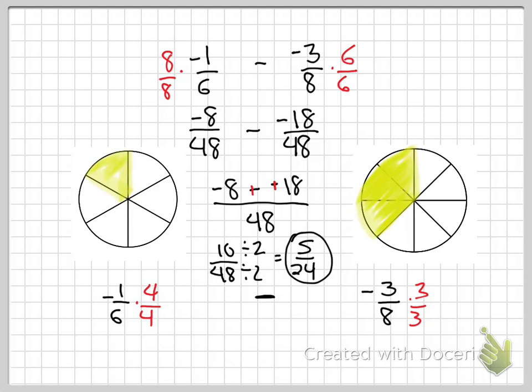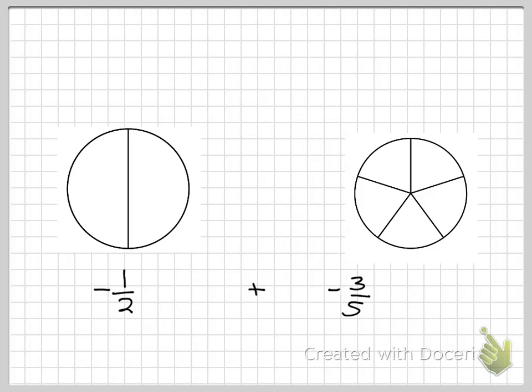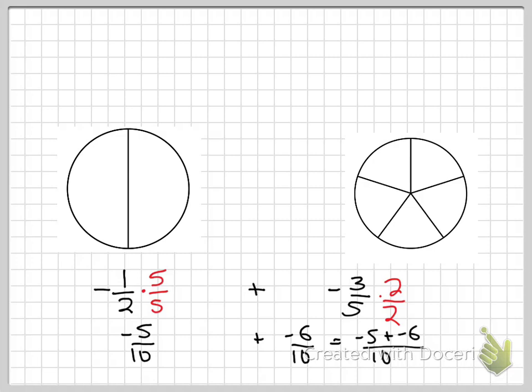Okay, let's do one more problem. I know I said this was the last problem. I think we have one more in here. So let's suppose we have negative 1/2 plus negative 3/5. Okay, so in this case, the 2 is missing a 5. The 5 is missing a 2. So this is going to give me negative 5/10 plus negative 6/10. So literally I have negative 5 plus negative 6 all over 10. If you type that into your calculator, that's going to give you negative 11 over 10, right? Because negative 5 plus negative 6 is negative 11.